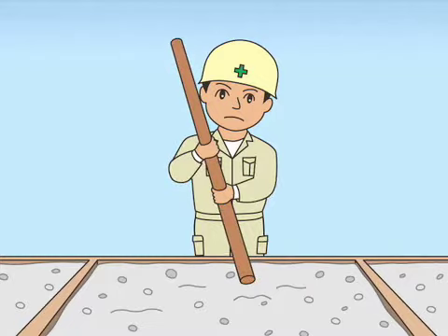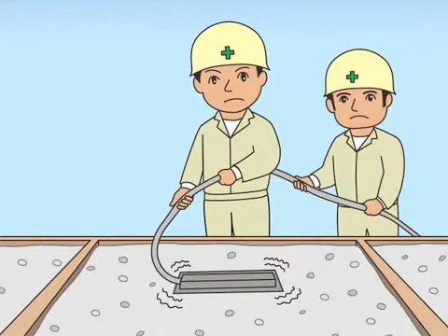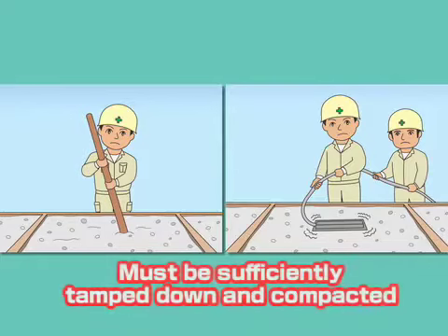After concrete has been poured, it must be tamped down with rods or properly compacted with a vibrator. Badly poured concrete is concrete that has not been sufficiently compacted, so the inside of the concrete is uneven with many air pockets.